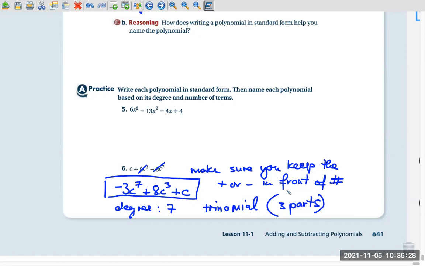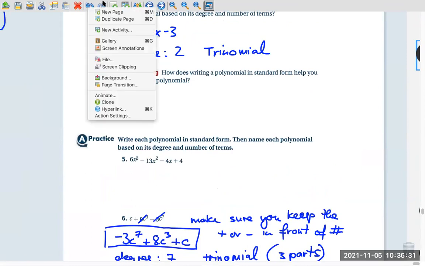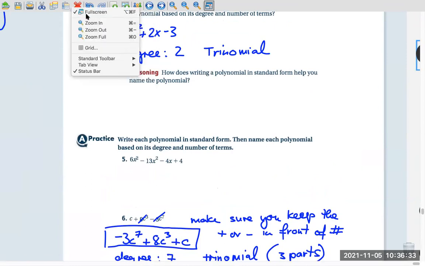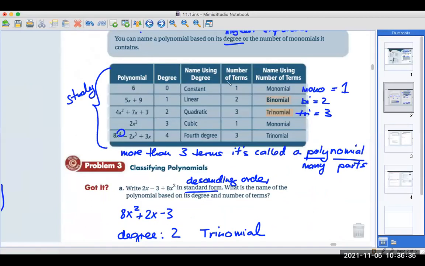Let's go to page 6. Oh, what happened to my thing? Okay.